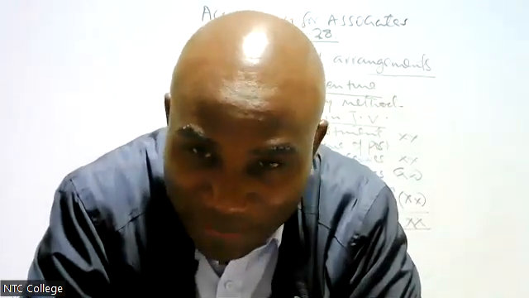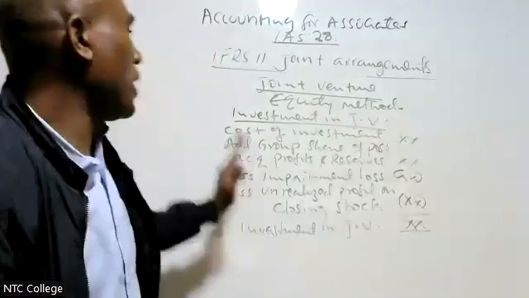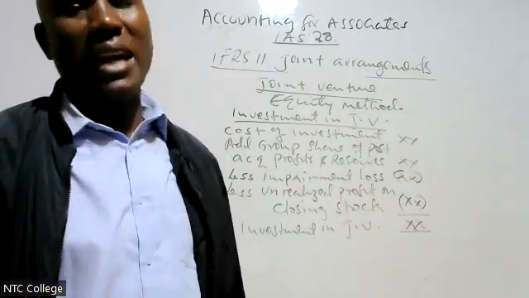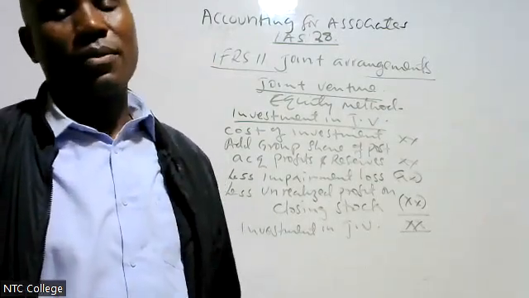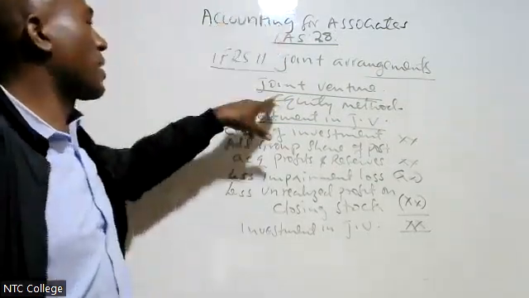I was saying if the examiner is silent, then you consider it as a joint venture. But if the examiner insists that it was a joint operation, then you are going to consolidate 50% of everything. If the examiner is silent or tells you that it was a joint venture, then you only recognize this item in the balance sheet as a non-current asset. Don't consolidate, because IFRS 11 favors joint venture.